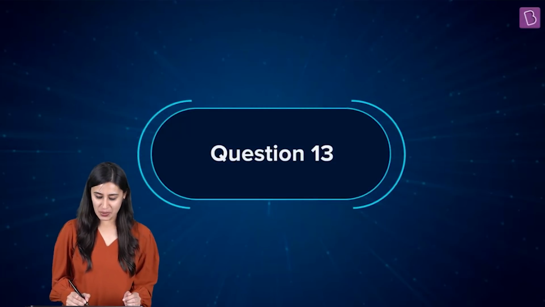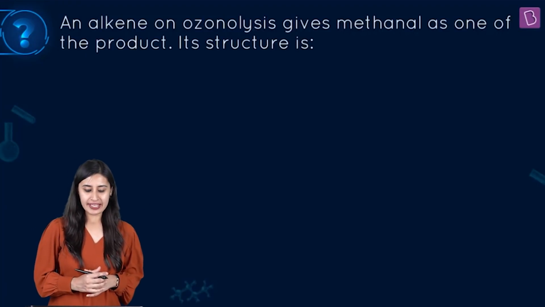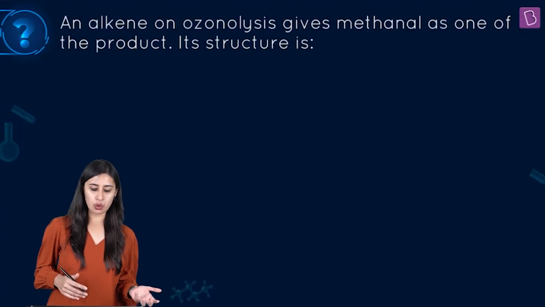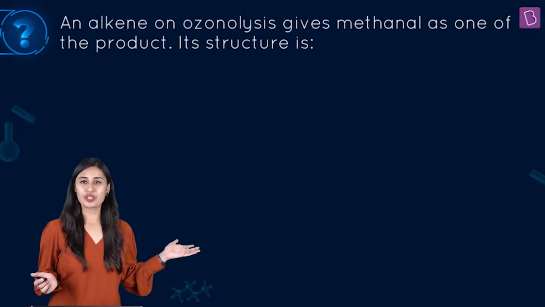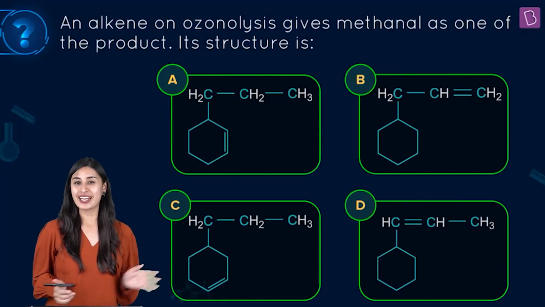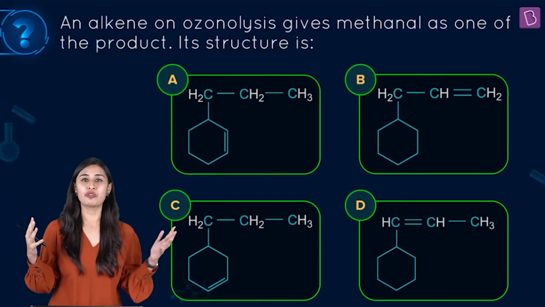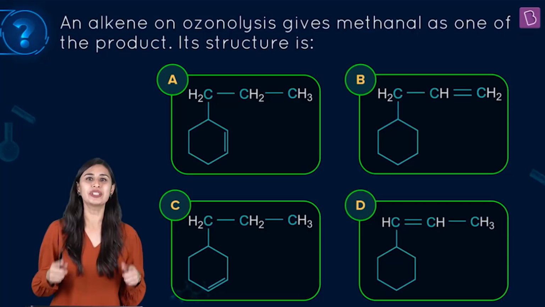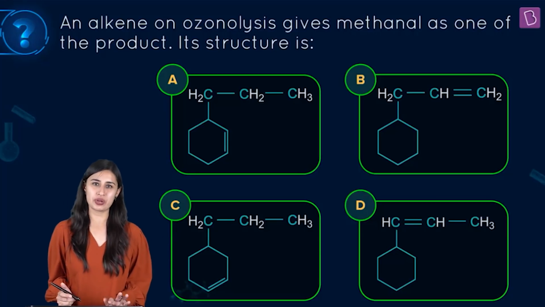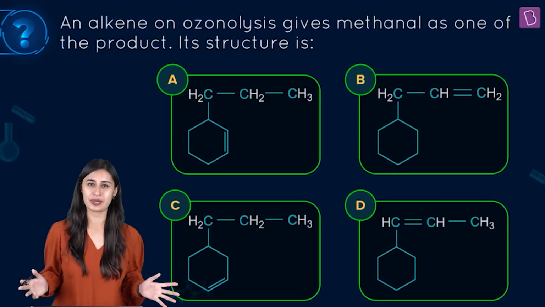Now let's check this question out, which is based on ozonolysis. The question is, an alkene on ozonolysis gives methanal as one of the products. Its structure is, and the options are given in front of you. Well, the great, profound intellectuals know that a chemistry paper is incomplete without a question on ozonolysis. A very important concept it is in organic chemistry.